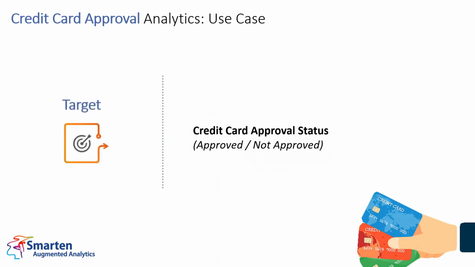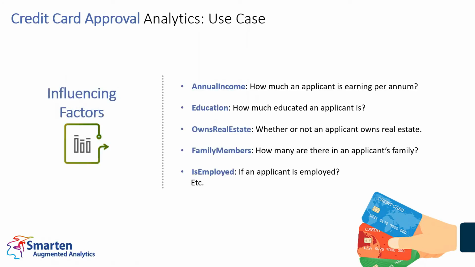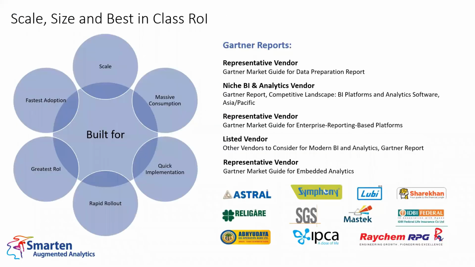Now let's talk about the data set and the target variable that we have. There's credit card approval status, which is a binary target variable. It contains approved or not approved for the credit card application. There are some influencing factors containing customer characteristics like annual income, education, whether he or she owns real estate or not, how many family members there are, whether employed or not, and many more influencing predictors. We will see that in our live demo today.